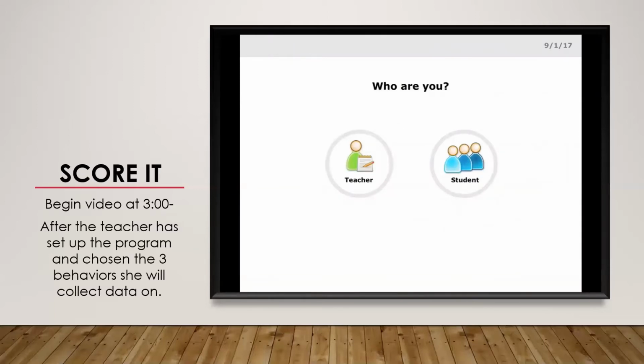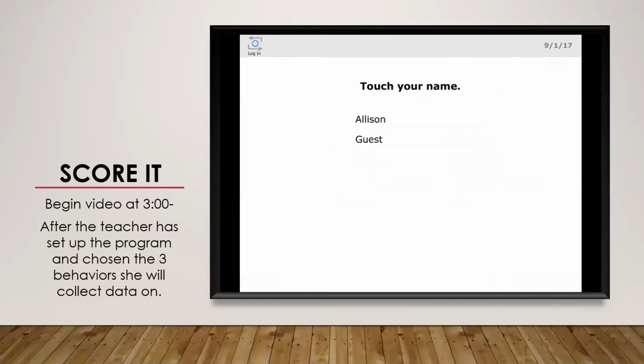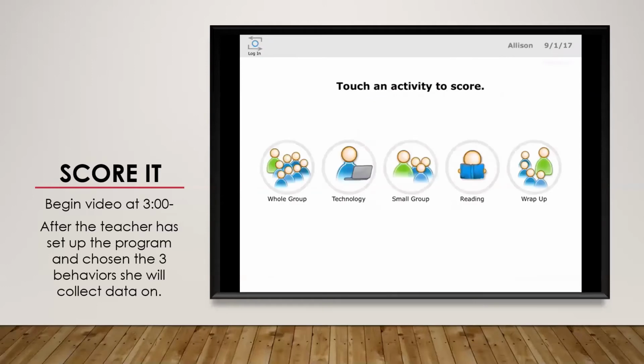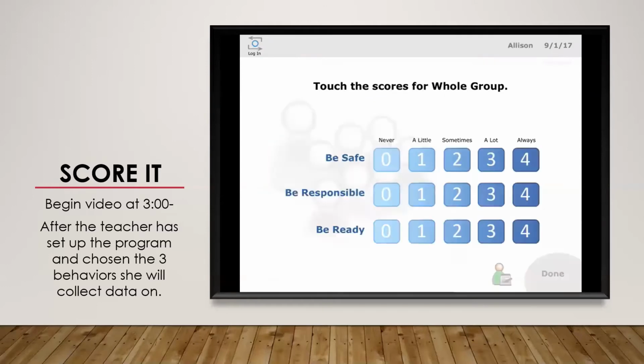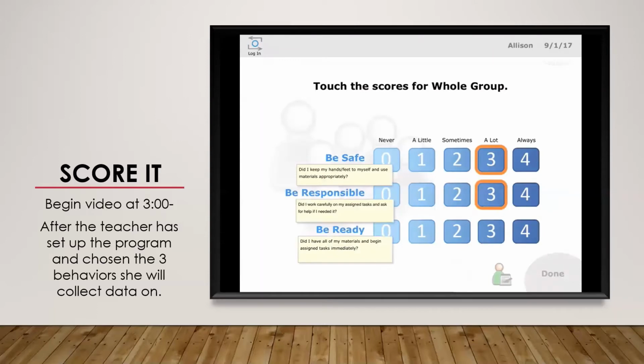So she clicks on student, she finds her name, and now she's going to rate how she did during whole group instruction. Was she safe, was she responsible, and was she ready? Allison scores herself a 3 for all of those. And then if she wants to view the teacher score, she can click the little icon at the bottom, the little green person, to view the teacher scores.